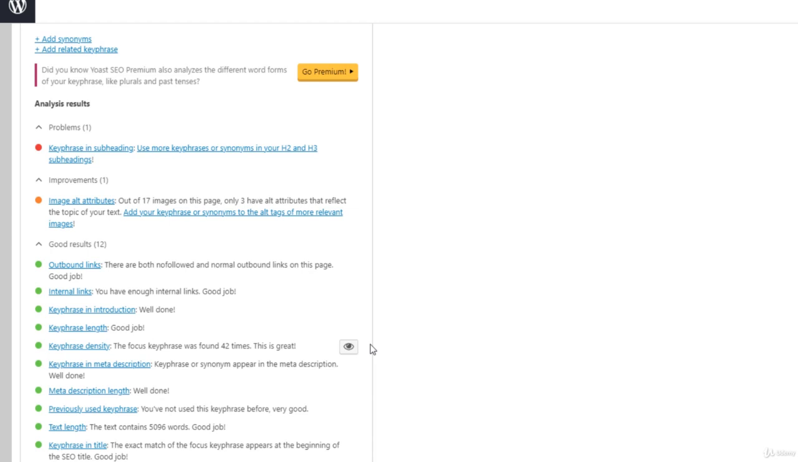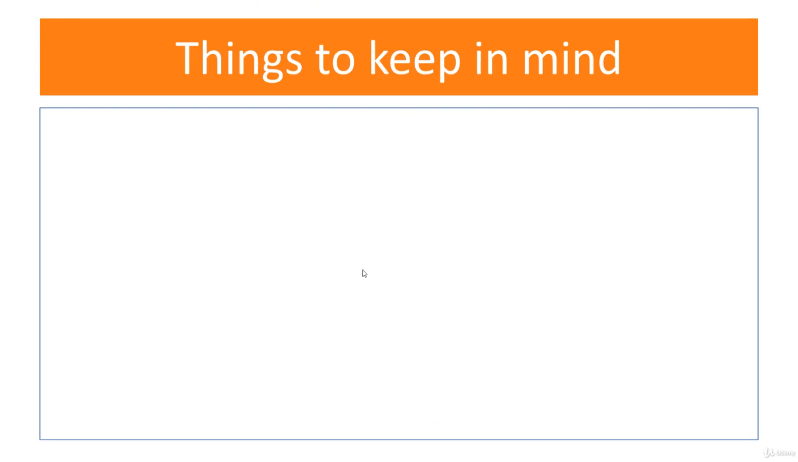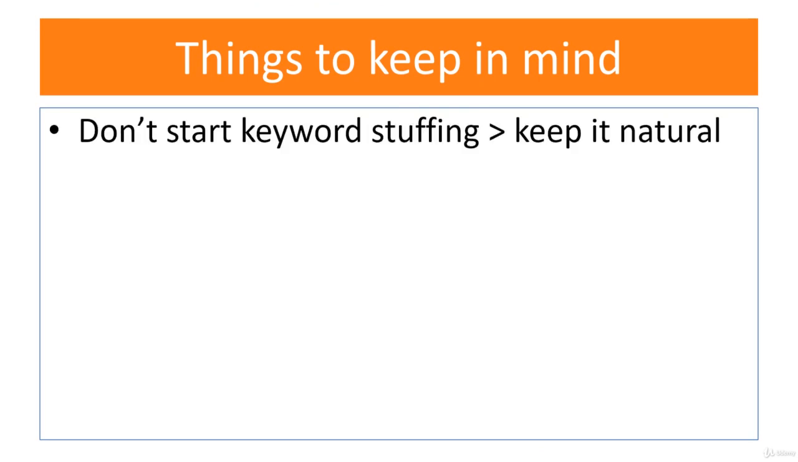There are a few more things to keep in mind. First, don't start keyword stuffing and mention your keyword too often in the text of your article. This will annoy your readers, it won't help you rank any higher in the search engines, and if you overdo it, Google will actually see your article as spam and rank you lower. So don't overdo it and mention your keyword in a natural way throughout your text.